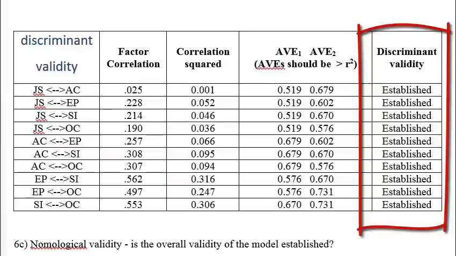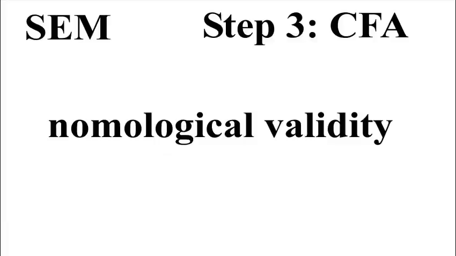So real quick, nomological validity is that the overall model should be considered valid. And since we didn't have any problems with the convergent validity or the discriminant validity, we're just going to go ahead and assume that we did not violate the assumption of nomological validity, because we haven't had any major validity issues yet. So let's move on.